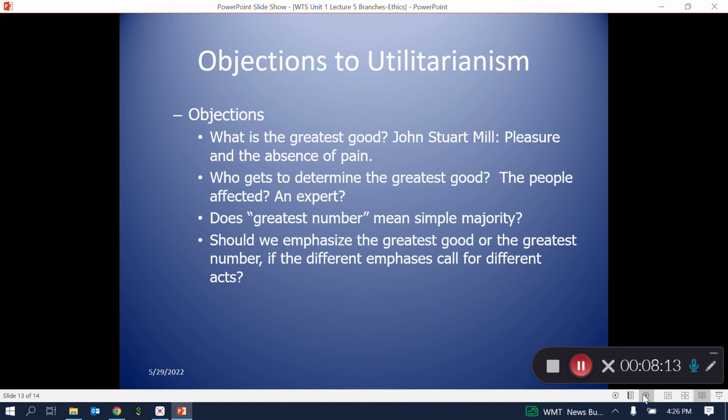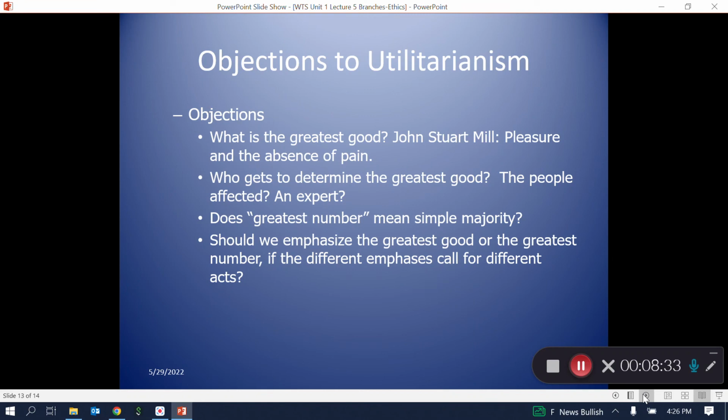Also, does the greatest number mean simply the majority? Is it okay if 51% get what they want, but 49% have to suffer for it? That doesn't sound right. There's a danger of the tyranny of the majority. And think about Jesus in the parable of the lost sheep. That's hardly a utilitarian parable.